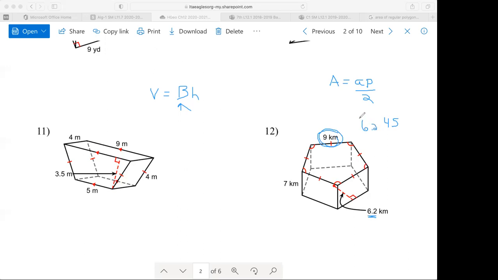Matt, you got your calculator handy? All divided. I can very quickly. All right, go grab calculator.